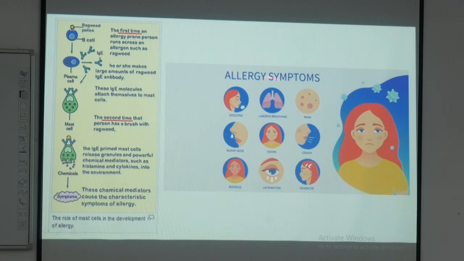So these are the symptoms of the allergy. Sneezing, rash, runny nose, edema, cough, redness, lacrimation, headache.